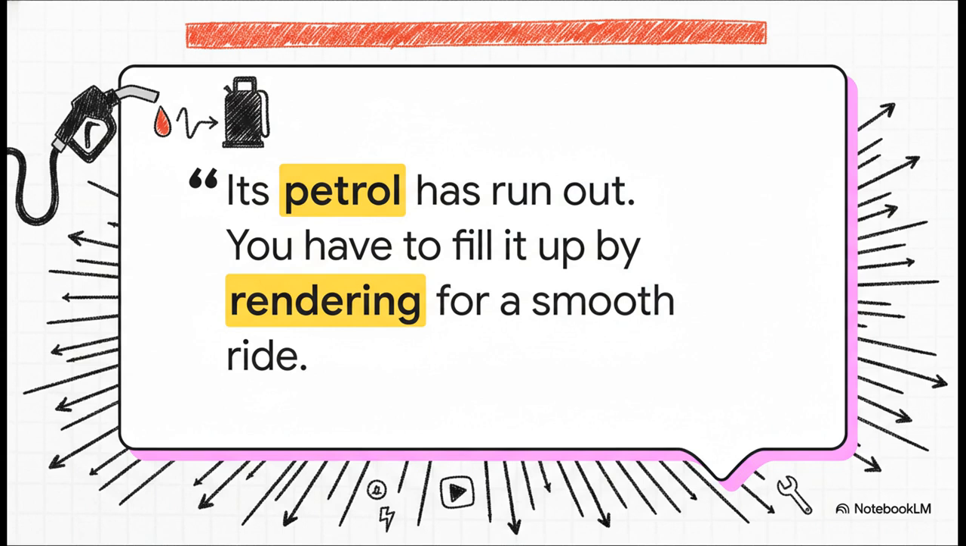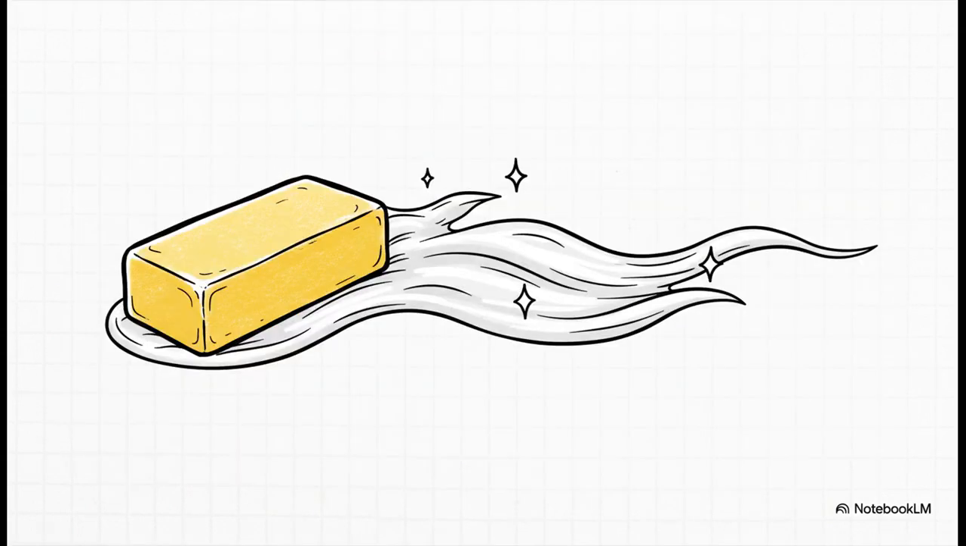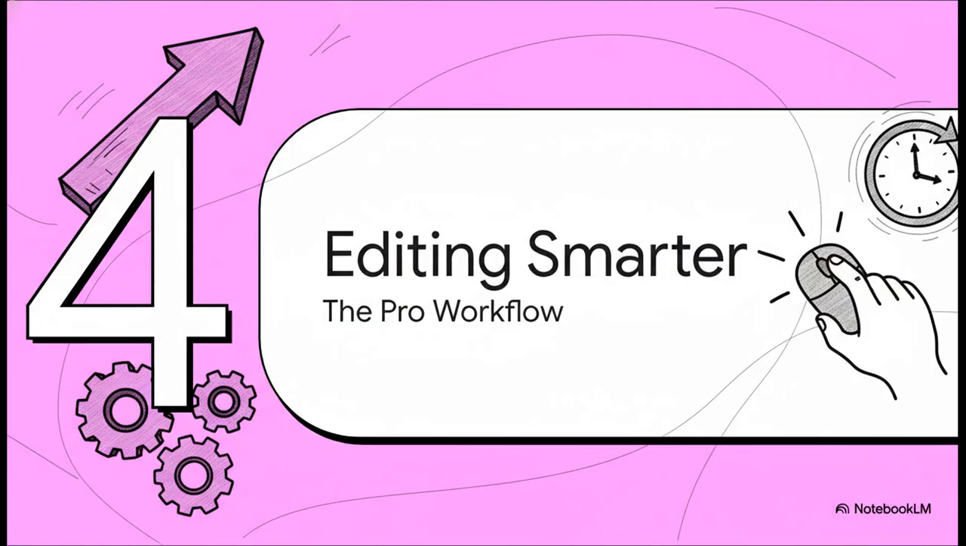Think of it like your clip's petrol tank is empty. You just have to hit render to fill it up, and then you're ready for that smooth ride. And once it's rendered, oh man, the result is just gorgeous. The original creator used this perfect Hindi phrase to describe it, "Makkan malai ki tarah," which means it's as smooth as butter and cream. And honestly, that's exactly what it feels like. All right, let's keep going.